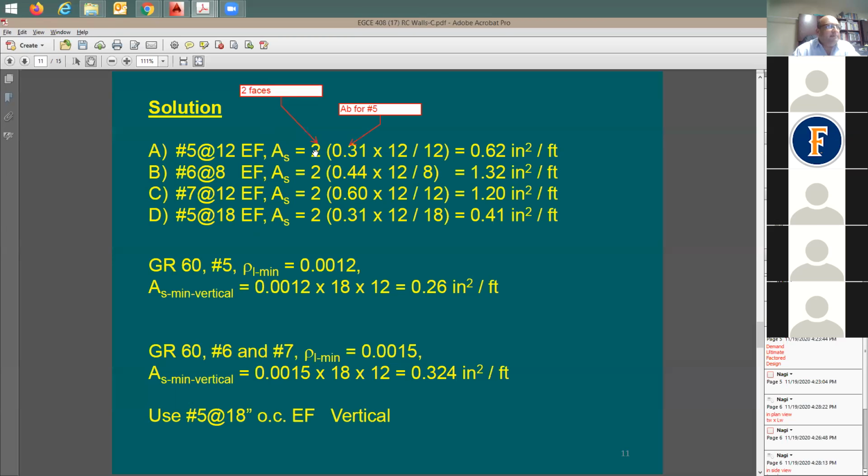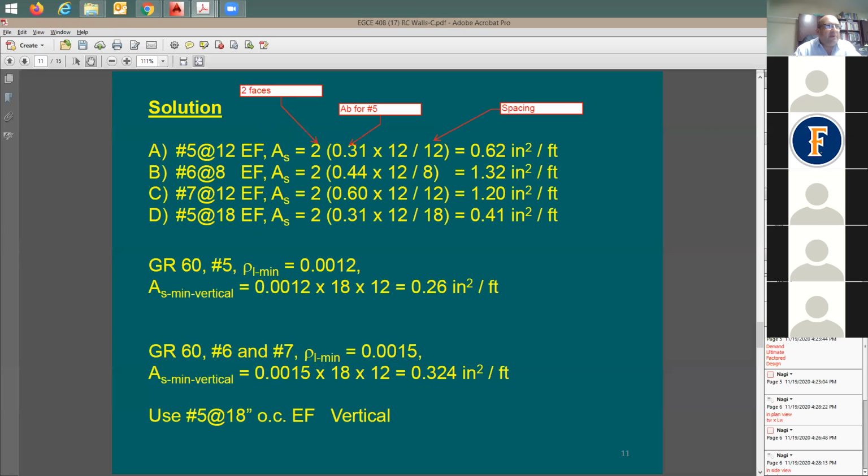Where's the spacing? Here's the spacing. Look, it's going to be this number here of the rebar. And what is that? Because at the end I'd like my answer to be in square inches per foot.